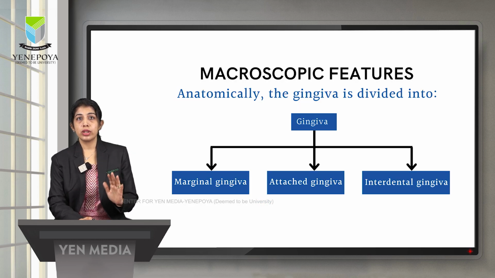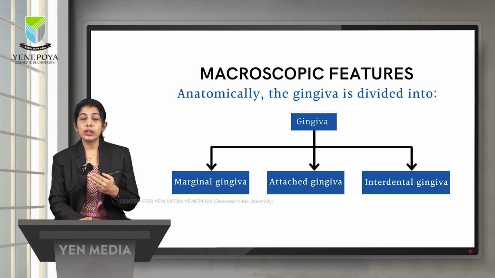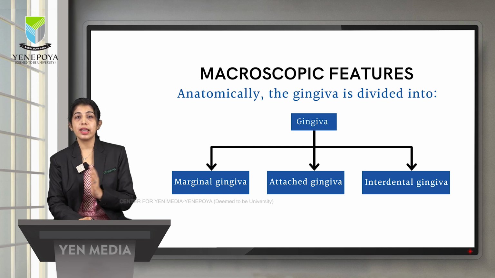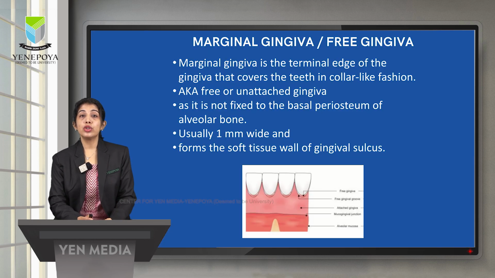Coming to the macroscopic features, gingiva on the whole is divided into three parts: the marginal gingiva, the attached gingiva and the interdental gingiva. Let's get into the details of each of these in brief, so that you all know what each part is and where it is located. Coming to the marginal gingiva, it's also called the free gingiva or the unattached gingiva. Why so? Because it is that terminal edge of the gingiva that covers the tooth in a collar-like fashion around the cervical area. It is called free or unattached gingiva because it is not fixed to the periosteum of any alveolar bone.